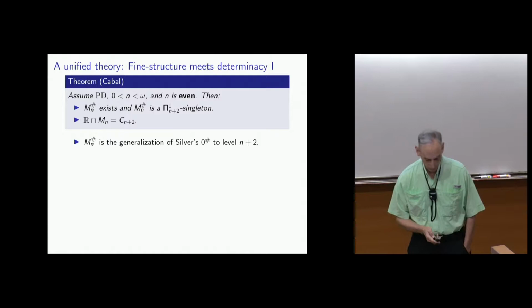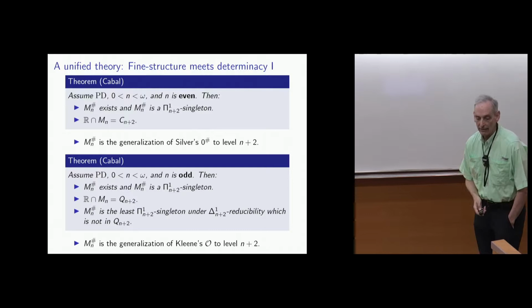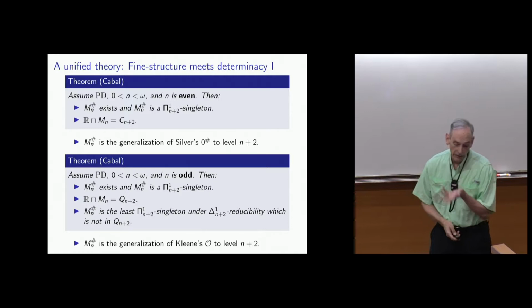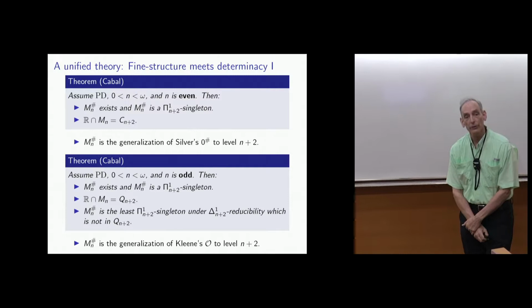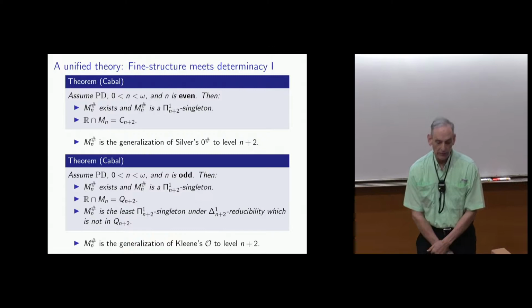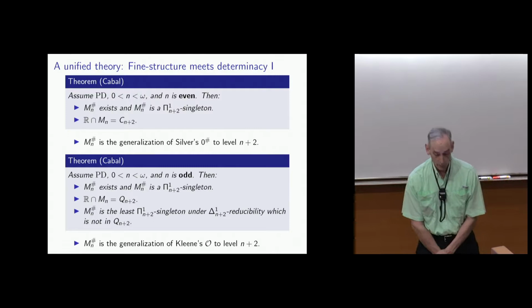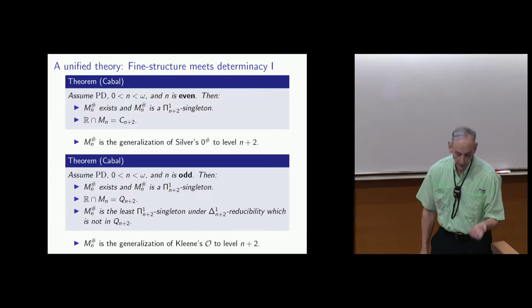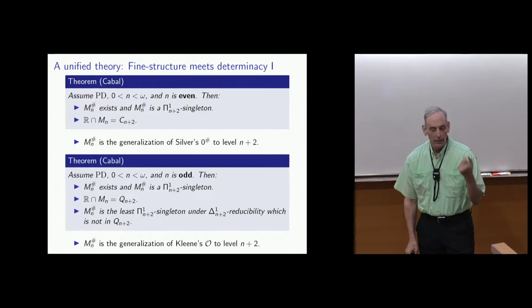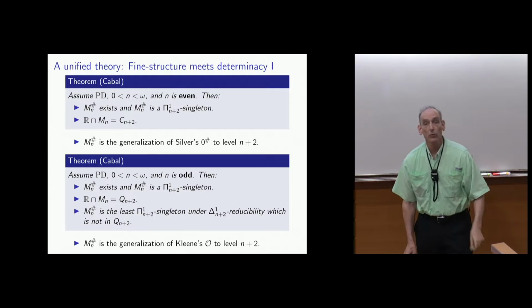What about the odd levels? Same thing. Suppose now n is less than omega and n is odd, then under PD, M_n sharp exists, M_n sharp is a Π^1_{n+2} singleton. They're always singletons and you add 2. The reals now of M_n are Q_{n+2}. And then M_n sharp is the least Π^1_{n+2} singleton under Δ^1_{n+2} reducibility that's not in Q_{n+2}. So M_n sharp at these odd levels is the generalization of Kleene's O. So if you look at the first non-trivial case, 1, then Q_3 are just the reals of the inner model for one Woodin. M_1 sharp is the least Π^1_3 singleton under Δ^1_3 reducibility that's not in Q_3.